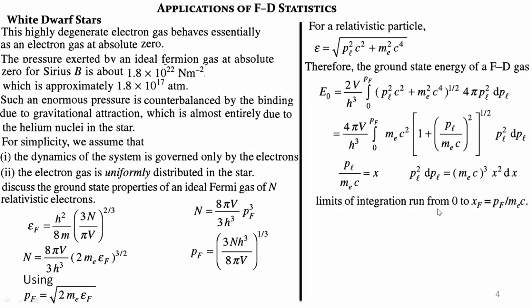Now limits of integration also would change. As PL goes to 0, X goes to 0. And as PL goes to PF, what would X go to? X would go to PF over ME into C. You just have to substitute PF instead of PL, right? PF is the Fermi momentum. So this we are writing as XF.